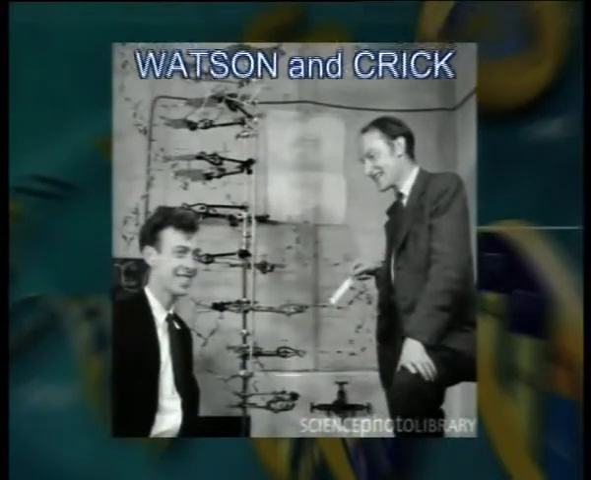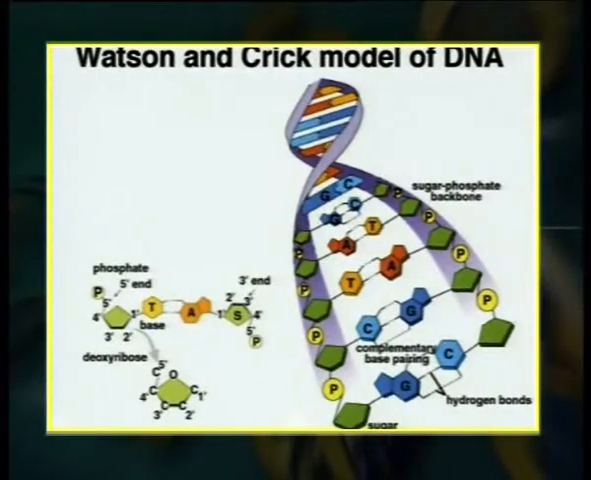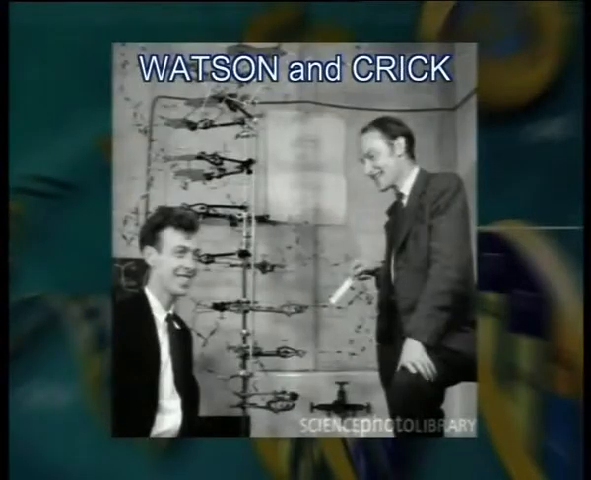Dear students, the breakthrough in the history of science came with the discovery of the physical structure of the DNA molecule by James Watson and Francis Crick. In 1953, they proposed the double helix model of DNA, which soon became universally accepted. Three notions converged in the construction of the three-dimensional model of DNA proposed by Watson and Crick.